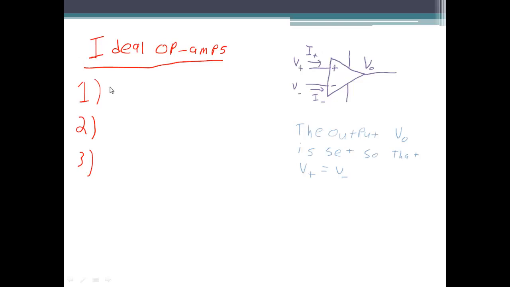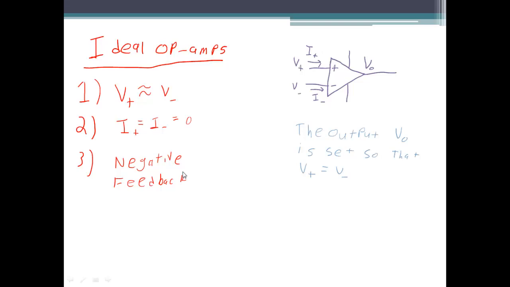And when we're talking about ideal op-amps, there's three main things you have to remember. The first one is that the voltage at the positive terminal is approximately equal to the voltage at the negative terminal. The second is that the current into the positive and negative terminals are both equal to 0. And the last is that negative feedback is always used.